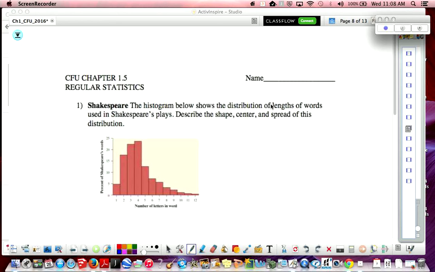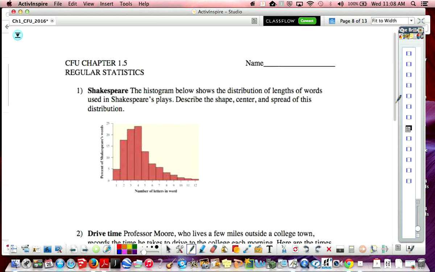Stem plots, though, are nice because you get to see the individual scores. But boy, those histograms, we like them because they look much more pretty. So let's take a look at number one. A little off task here.